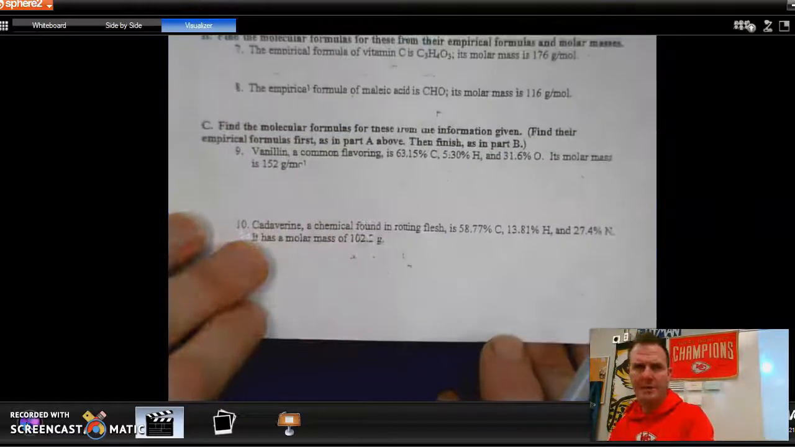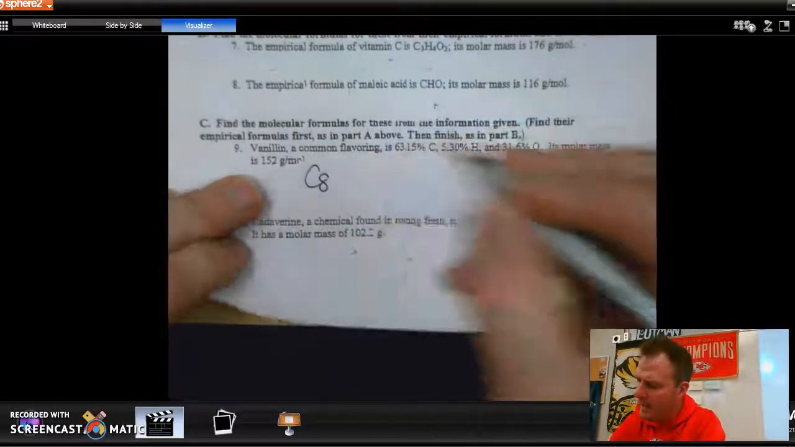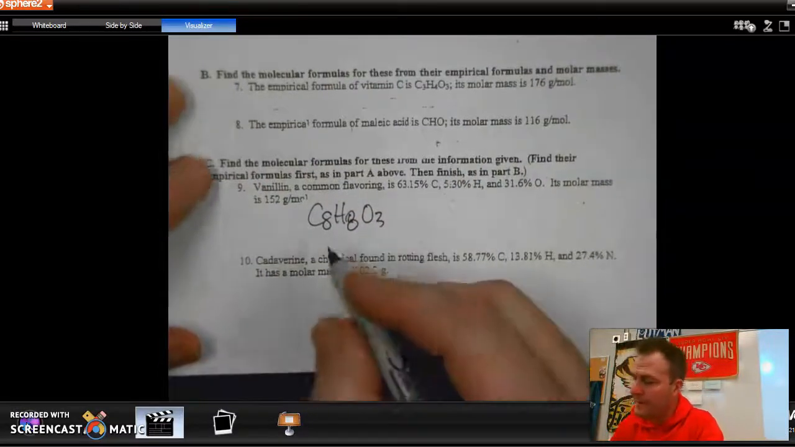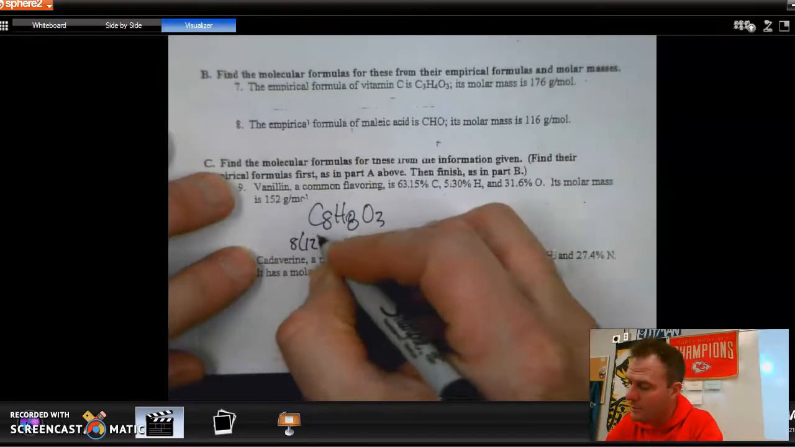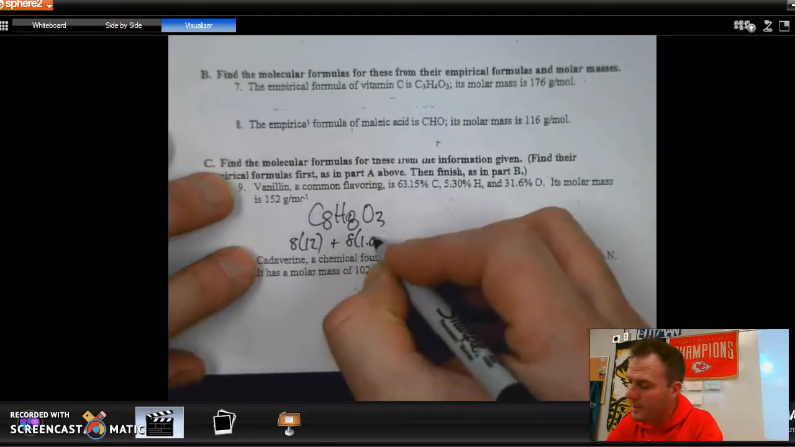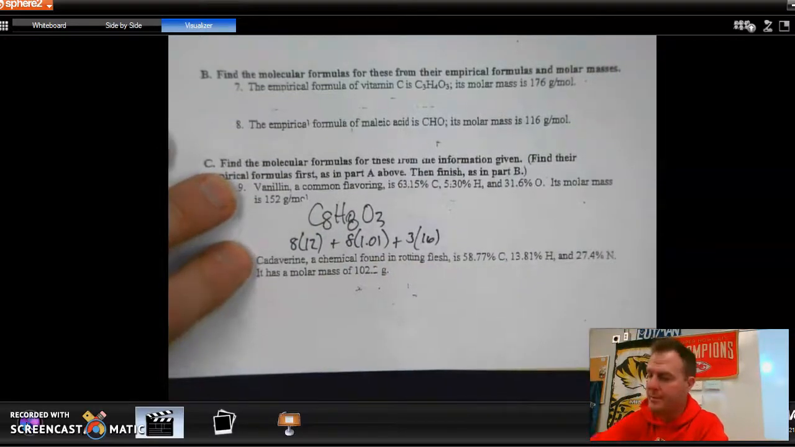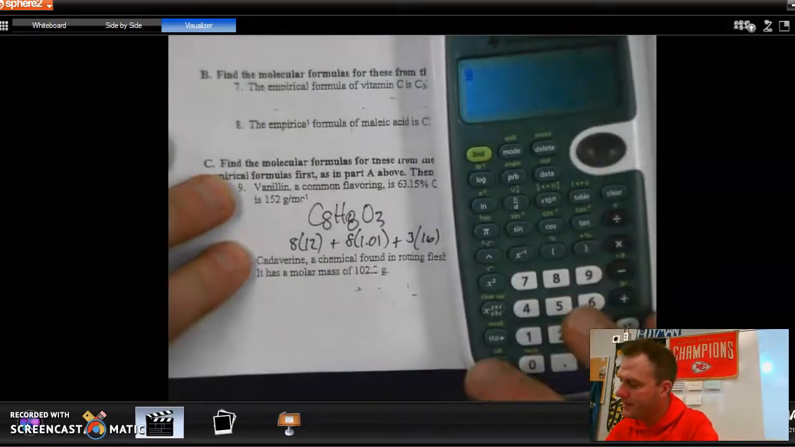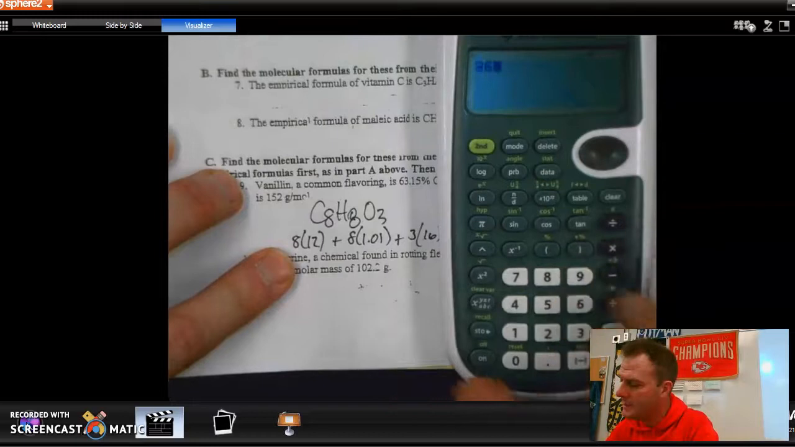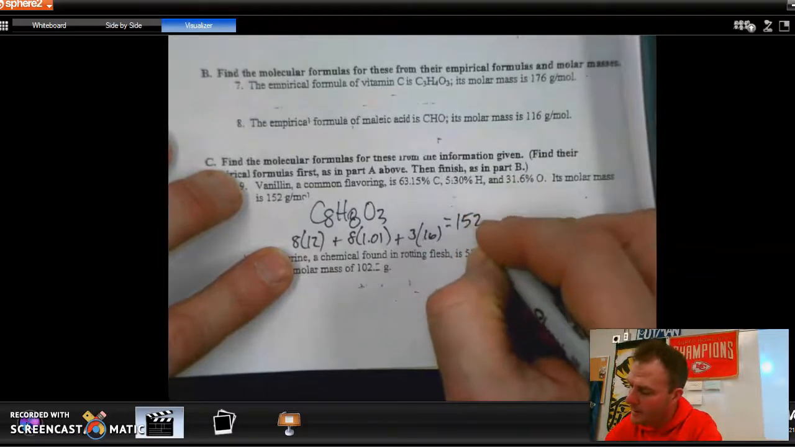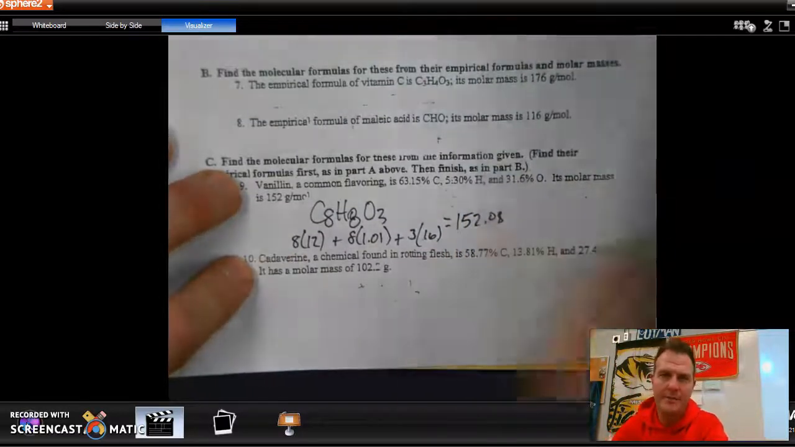Now, if you look on your problem, so C8, H8, O3 is our formula. So we're going to have to add that up. So it's 8 times 12 plus 8 times 1.01 plus 3 times 16. So 8 times 12 is 96 plus 8.08 plus 48. 152.08 is the empirical mass of that.